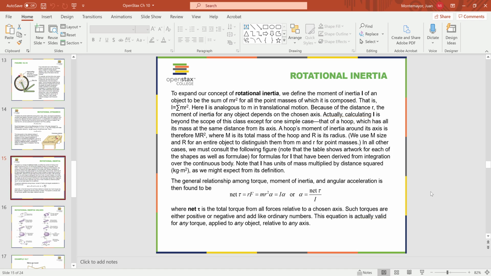In all other cases, we must consult the following figure and table for formulas for I that have been derived from integration over the continuous body. Note that I has the units of mass multiplied by distance squared, kilograms times meters squared, as we might expect from its definition. The general relationship among torque, moment of inertia, and angular acceleration is found to be: net torque is equal to rF, which is equal to m r squared alpha. So m r squared is our I. So alpha is equal to net torque divided by I, where net torque is the total torque from all forces relative to a chosen axis. Such torques are either positive or negative and add like ordinary numbers. This equation is actually valid for any torque applied to any object relative to any axis.